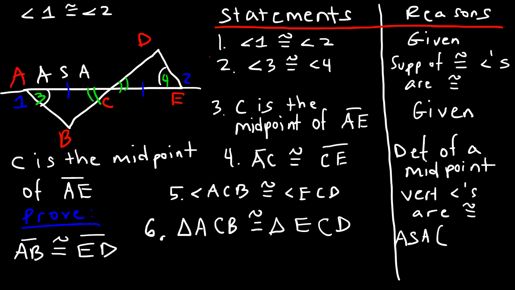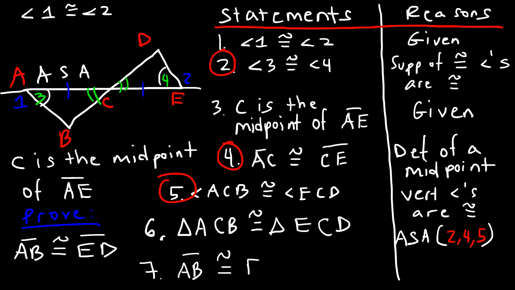And the first angle that we proved was angle 3 is congruent to angle 4. So that's based on statement 2. And then for the S, we proved that AC is congruent to CE, so that's statement 4. And then statement 5, the vertical angles. So it's based on 2, 4, and 5, angle, side, angle. And now finally, we could say that segment AB is congruent to segment ED based on CPCTC.